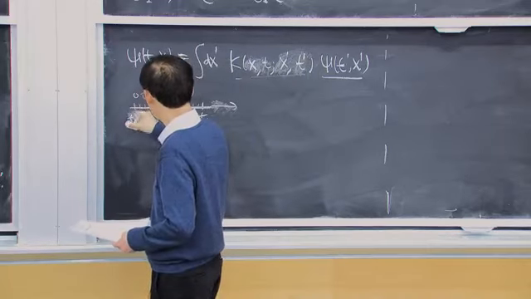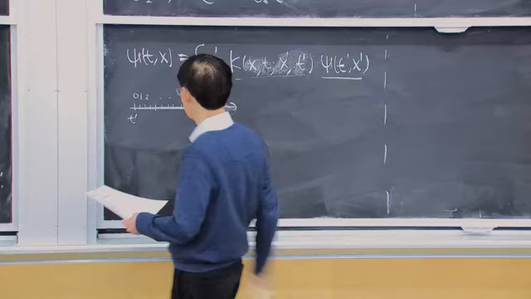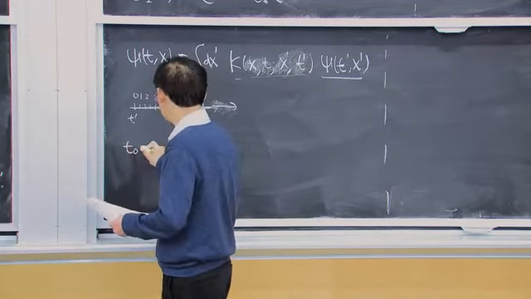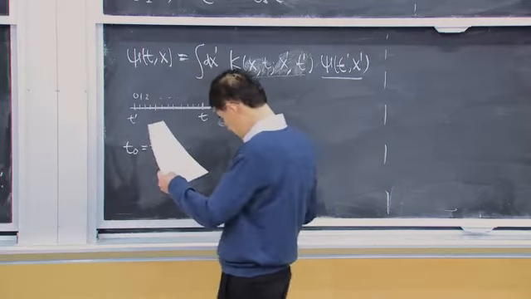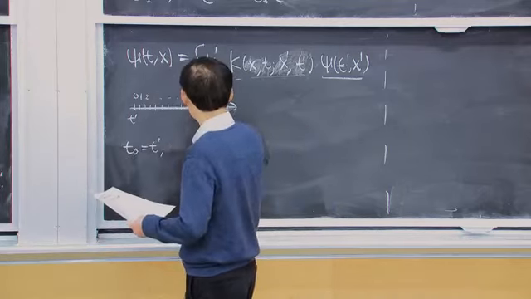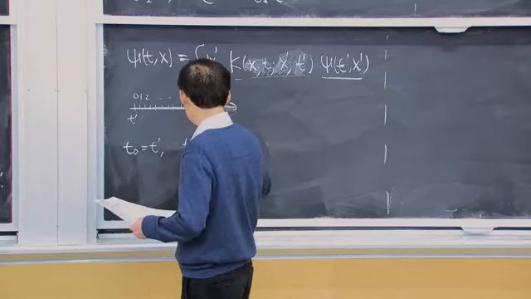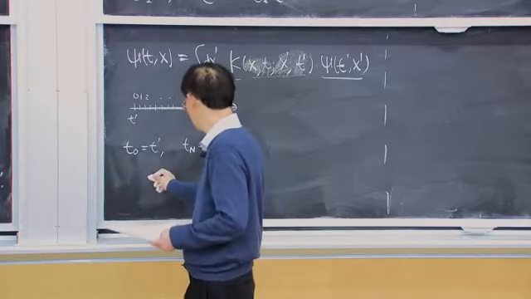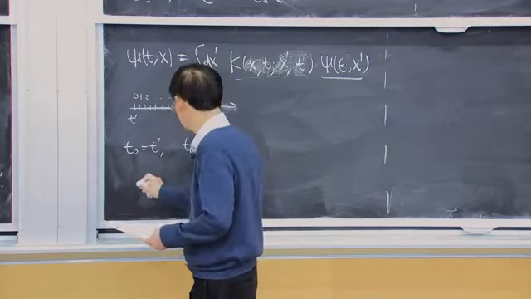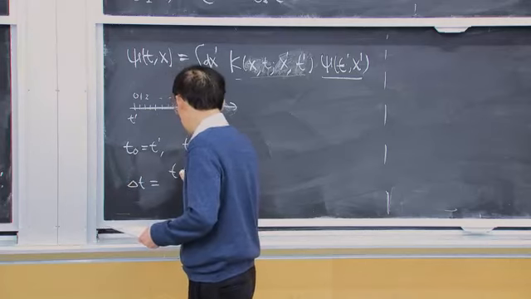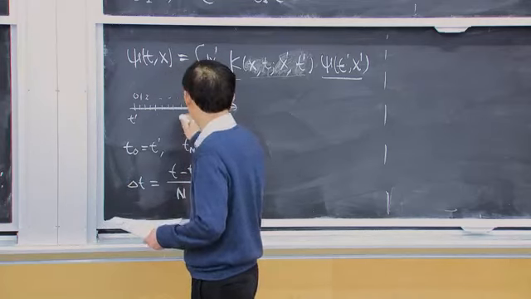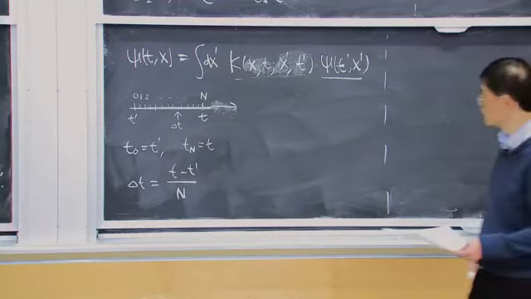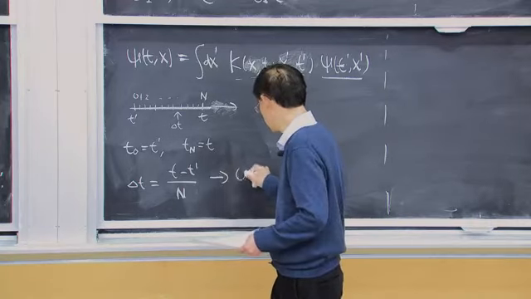So we label the points by 0, 1, 2, etc. So t0 would be just t prime, and the last point would be n, and t_n would be t. So we divide this into n intervals. The width of each interval is delta t equal to (t minus t prime) divided by n. So here is delta t. And we take n to infinity, and then this interval goes to 0.